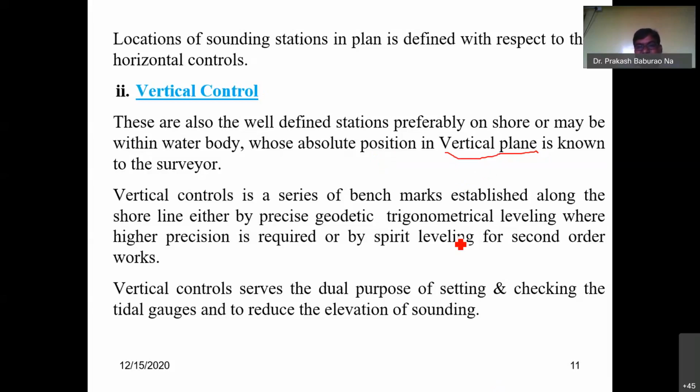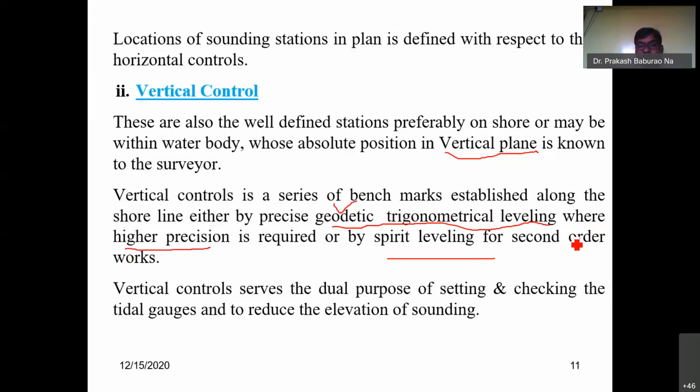either by GTL, geodetic trigonometrical leveling. If we have to carry out this work, there are two basic classifications of surveying, plane surveying and geodetic surveying. If you are considering the surface of the earth, then that leveling you call geodetic trigonometric leveling, and you have to establish this vertical control where high precision is also required. Then how to ascertain these high precisions? By spirit leveling, or in this second order work.